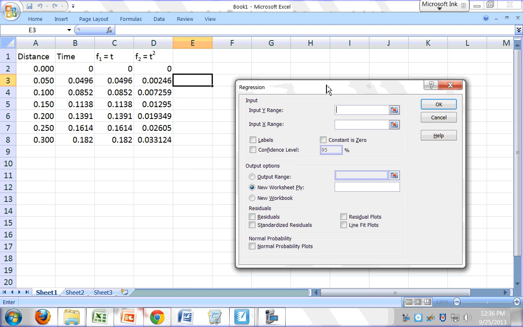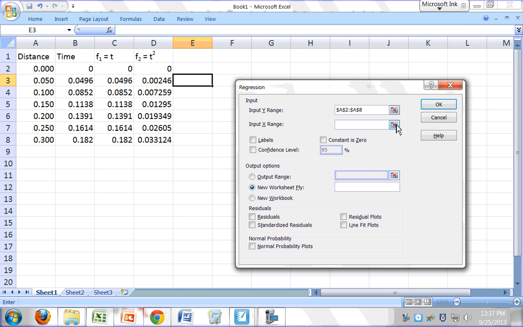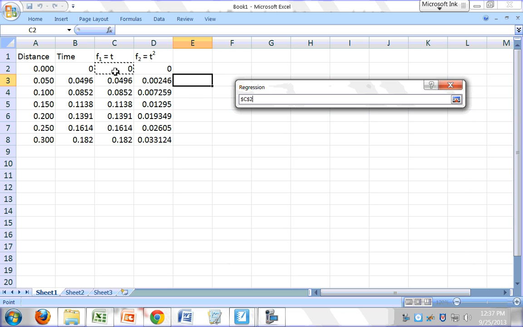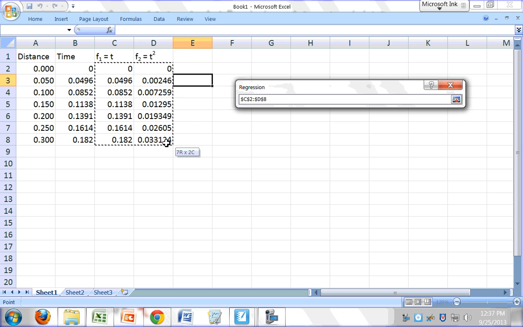And now you tell it where your input Y range is. So this input Y range, you point to the Y values, which is going to be our distance, so 82 to 88 for this one. And then your input X range, you highlight the F1 and the F2 columns. If you have more than two functions, like F3, F4, F5, and so on, you highlight all of those. But since we only have F1 and F2, we're just going to highlight these two.